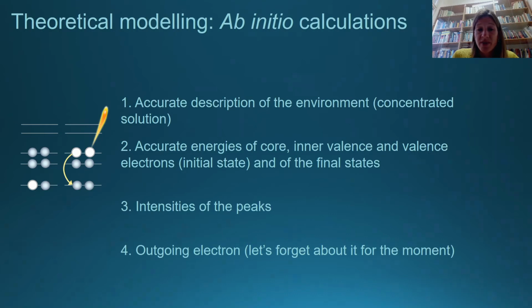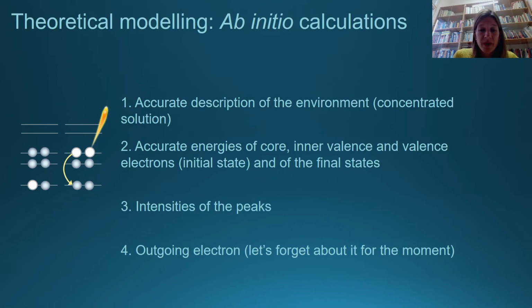To be able to understand the energetics, that means the position of the measured peaks, we have to accurately calculate the energy of the core, inner valence and also valence electrons. Therefore, we have to correctly address the energy of the initial states, but also of the final states, which contain two holes.